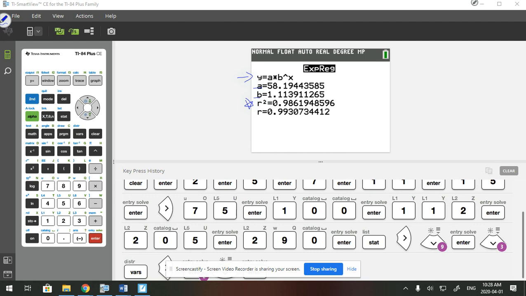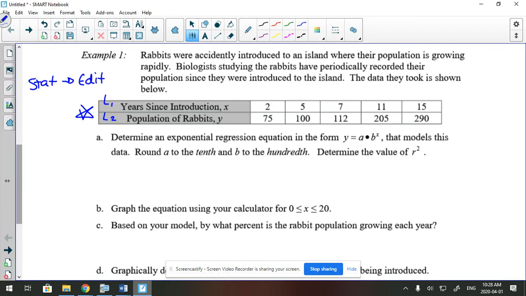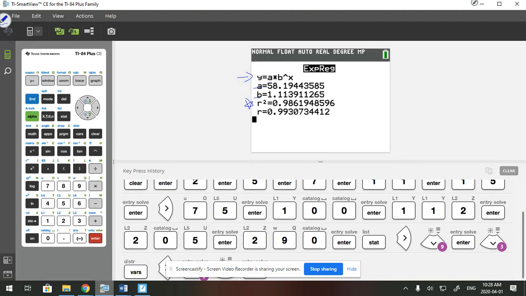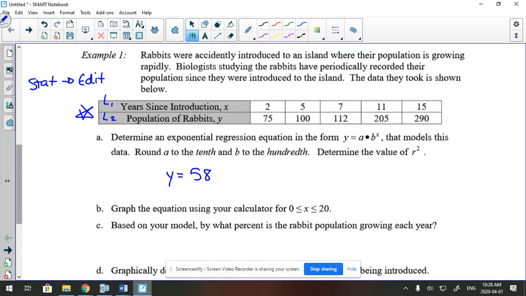Okay, so now that I have that information here, that's going to answer my first question. It says determine the exponential regression equation that models that data, round to the nearest hundredth. So I'm going to rewrite it out. That a value was, I rounded, 58.2. Let me just check that out. 58.19 is what it should say. So I think that's a little mistake in my notes because I rounded it to the tenth. And then your b value was 1.11. So this is my exponential regression equation.